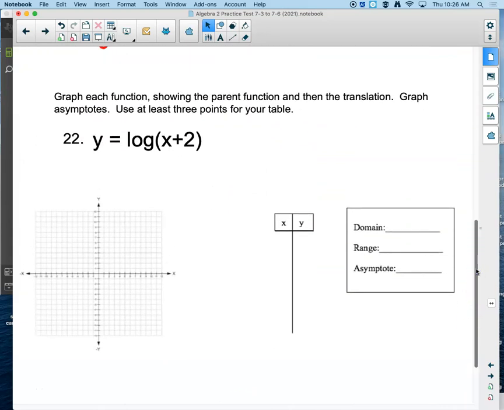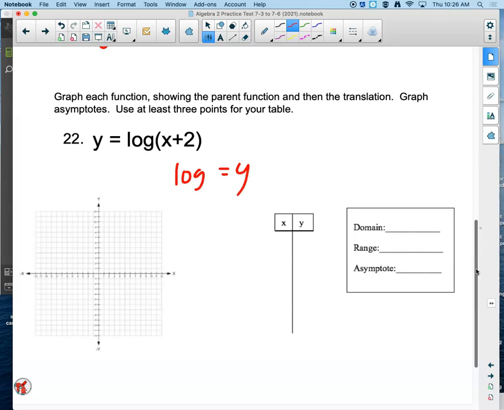Graph each function, showing the parent function, and then the translation. Graph asymptotes. Use at least 3 points for your table. So what do I ignore for my parent function? The +2. Yeah, we're going to take care of that when we do our counting this way, that way, whatever you guys decide it is. So I just want this right now.